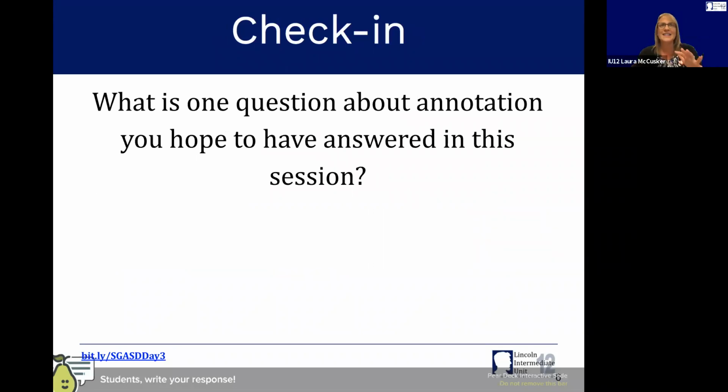So I did have our first check-in question. What's one question about annotation that you hope to have answered? Hopefully you came here because you have a thought on or an interest in annotation. So if you want to answer in the chat, you are welcome to, or you can feel free to unmute and tell me what's something you hope to have answered by the end here.